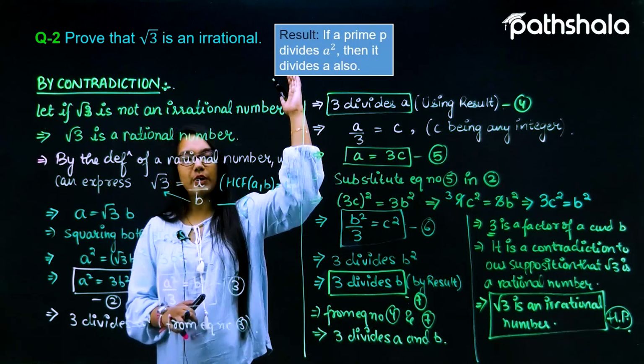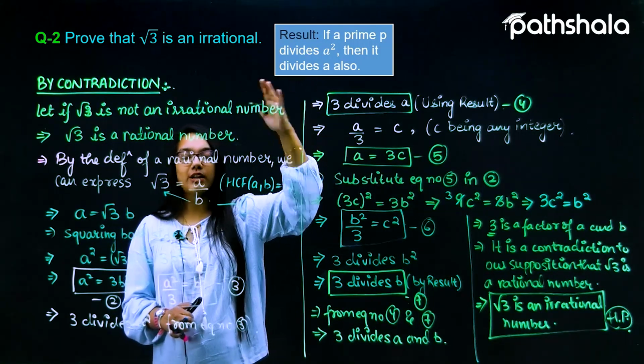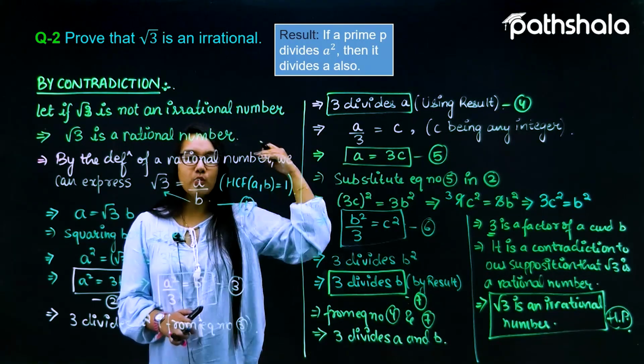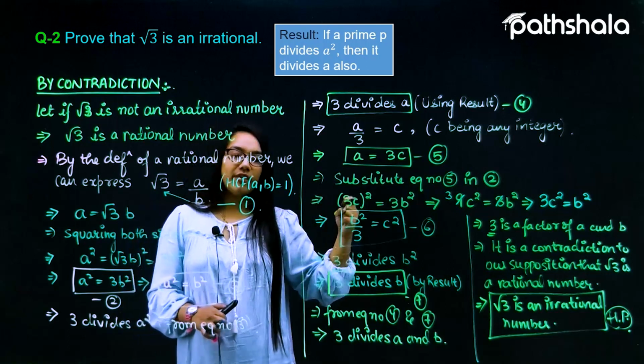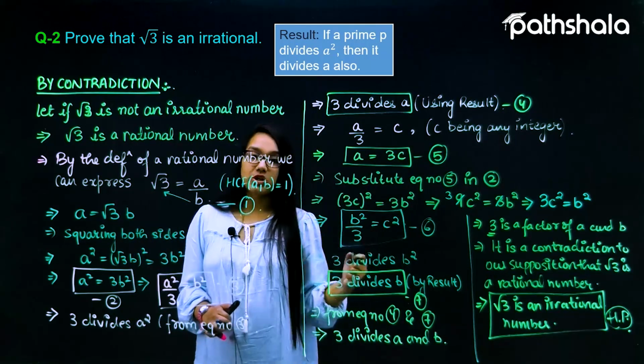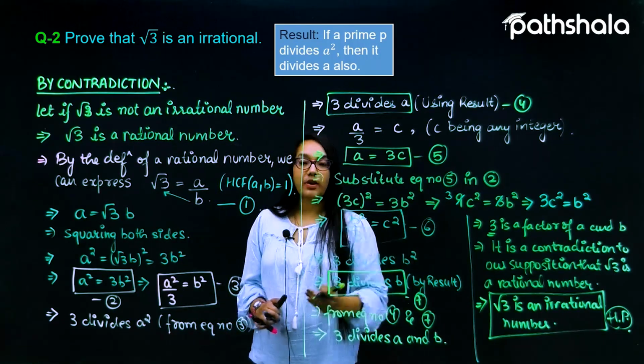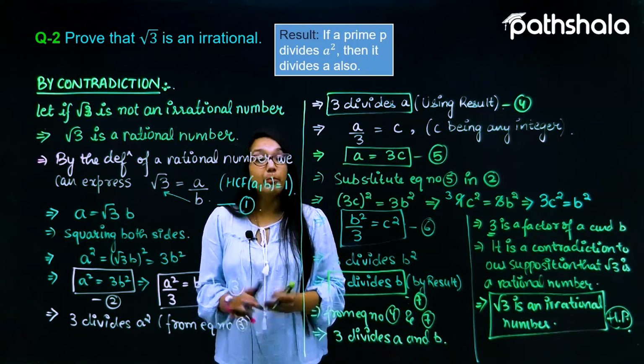Using this result, we can prove with the help of the method of contradiction how square root 2, square root 3 or any such number is irrational. I hope all the steps are clear to you. So let's try out another example to get more clarity.